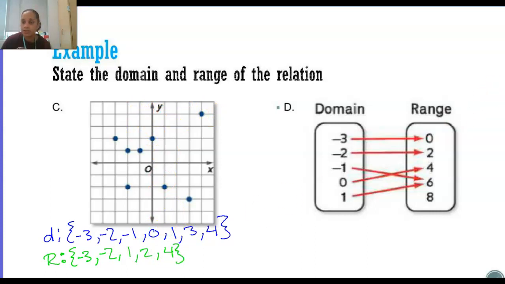I did notice something. I noticed that this did not pass the vertical line test right here. So that would mean this is not a function.